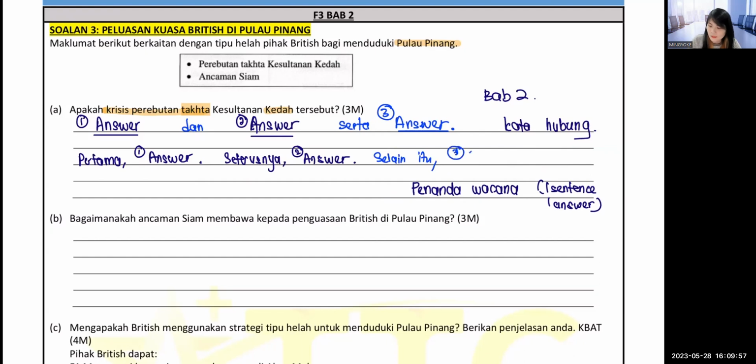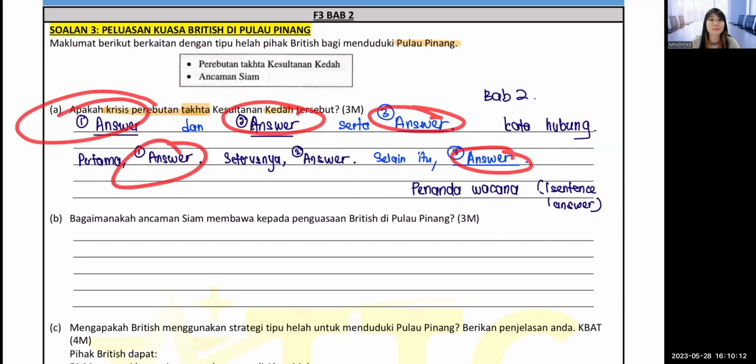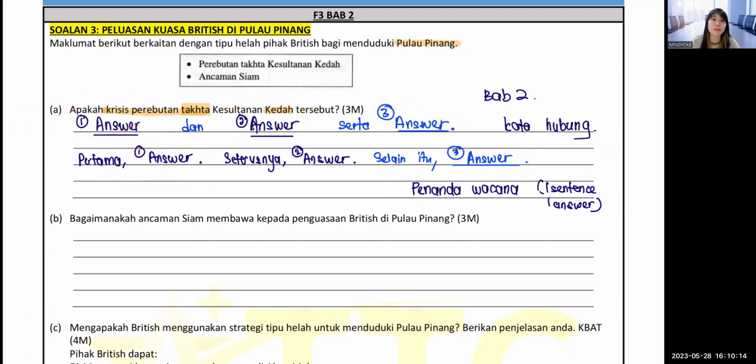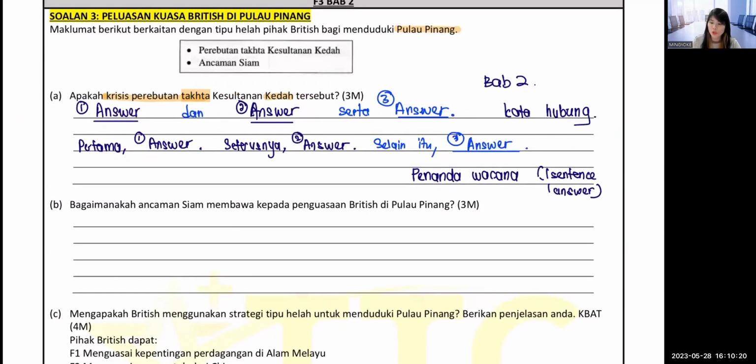Third answer, full stop. Like that. You understand? Very easy, easy, yes. The only difficult thing is you must remember the key point answer. You need to put in the correct key point answer. Understand? So according here, this is our structure.